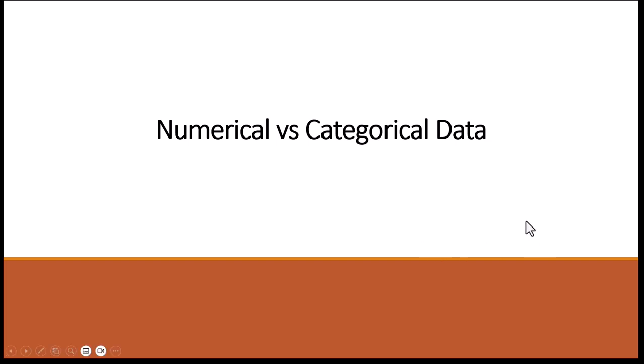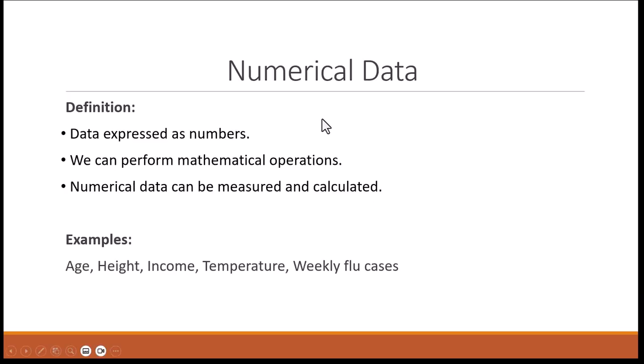Structured data are categorized into two types of data, numerical and categorical data. Numerical data are expressed as numbers. We can use mathematical operations to measure and calculate them, such as age, height of the students, income of the residents, temperature, or weekly flu cases.